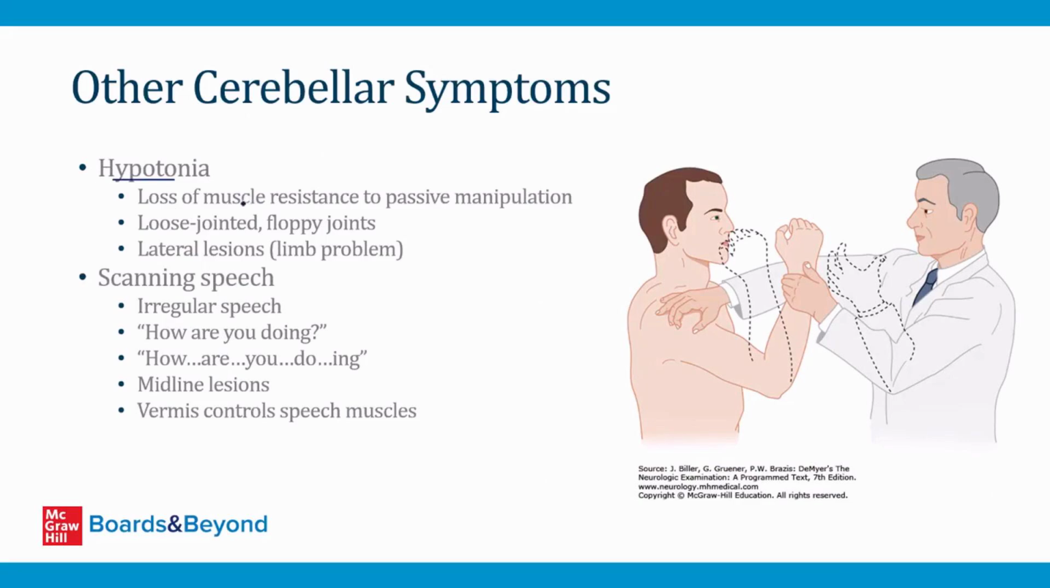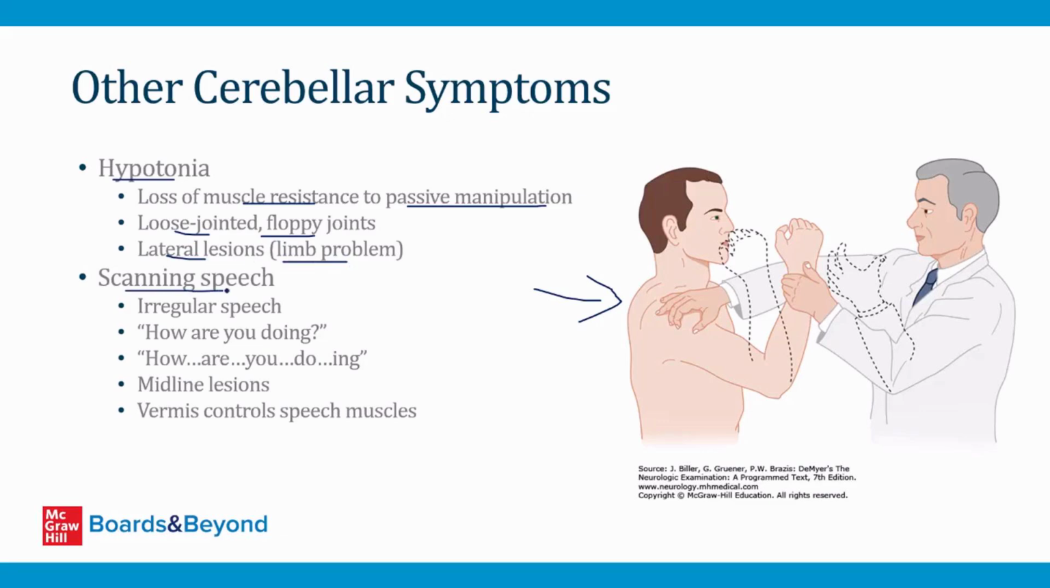Hypotonia refers to loss of muscle resistance to passive manipulation. So you can test this clinically by asking the patient to resist as you push or pull their arm, like what's shown in this picture here. Patients with cerebellar disease have loose-jointed, floppy joints. And this comes from lateral lesions. This is another manifestation of the limb problems of lateral cerebellar lesions.